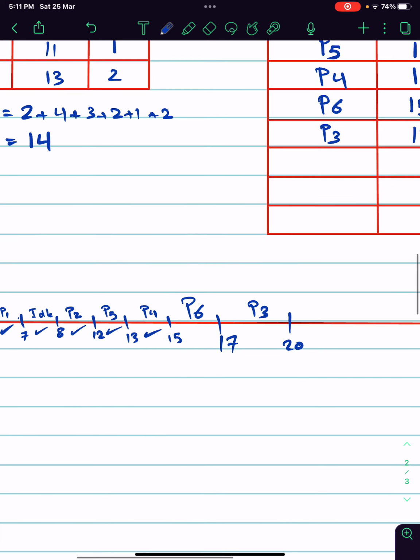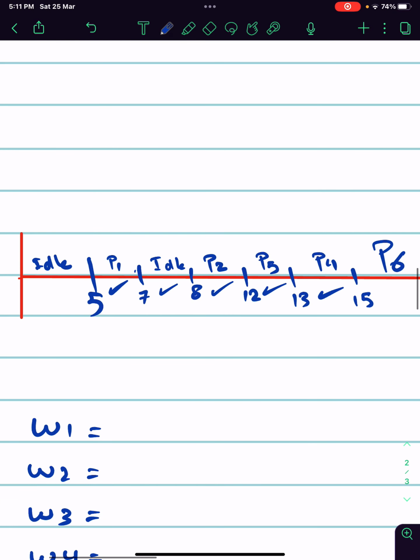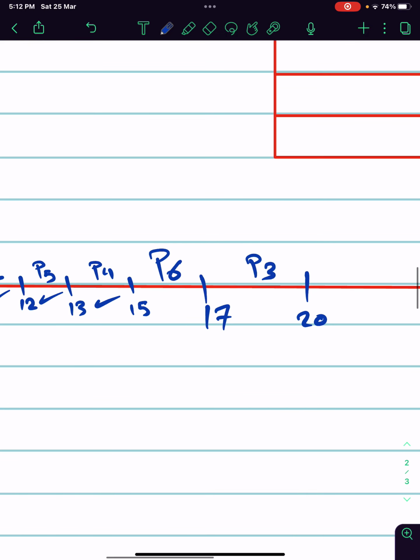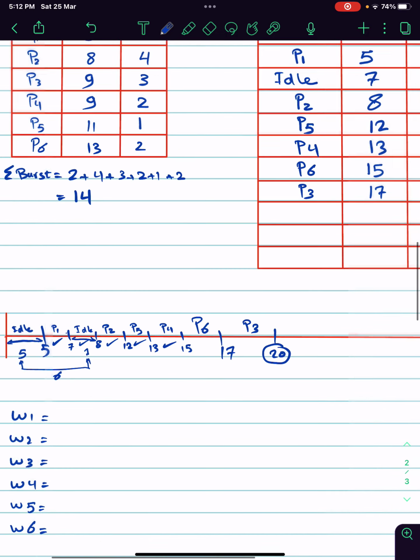Here it is. Again, here is idle, as you can see. And here is also idle. So here you have 5 idles, and here is 1 idle. So the total time for idle is 6. Plus 14, that would be 20. That's the time when we were done scheduling.